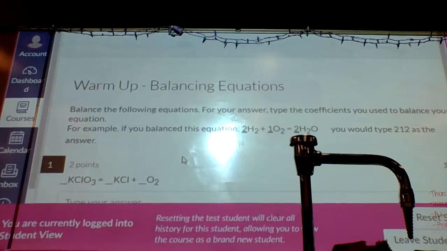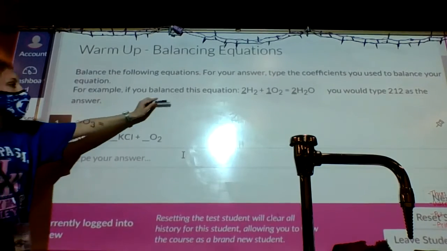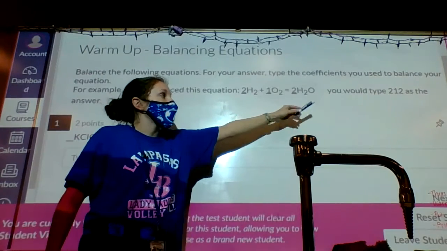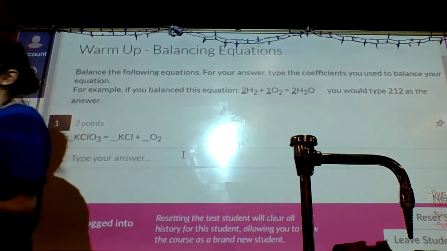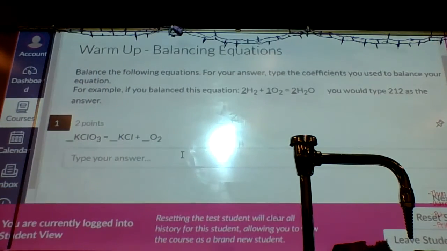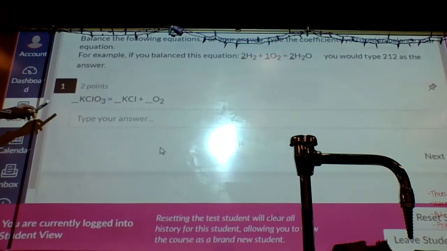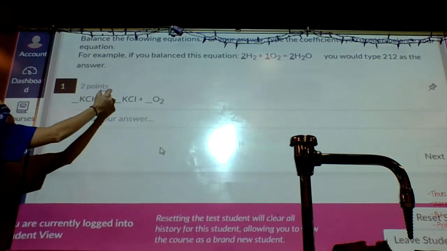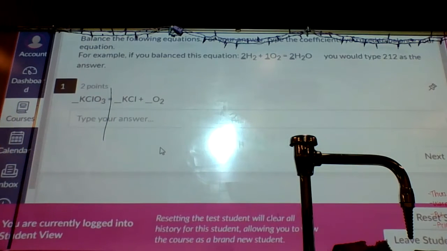Okay, so our instructions tell us, if I balance this equation with 2, 1, 2, then in my answer I'm just going to type 2, 1, 2. So that way you're not confused on how to answer these. Alright, if I'm balancing this equation, instead of an arrow, I have an equal sign, but it's the same thing. Okay, so I draw a line through my equal sign.